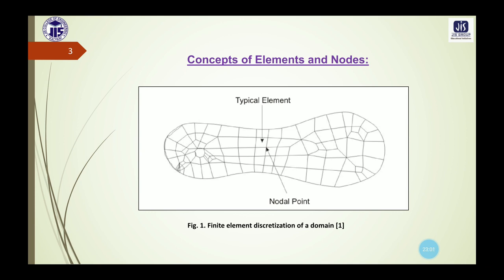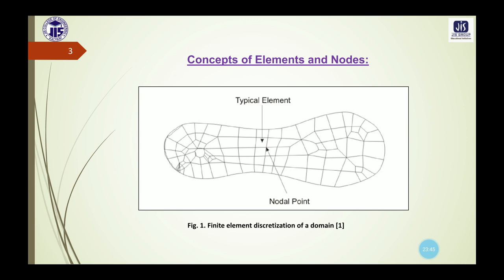Here we can see that the total, complicated structure has been divided into some smaller parts or smaller elements. Any continuum or domain can be divided into a number of pieces with very small dimension, which we have done in this diagram. We have subdivided this complex shape into several smaller elements. These small pieces of finite dimension are called the finite elements, denoted here by the typical element.